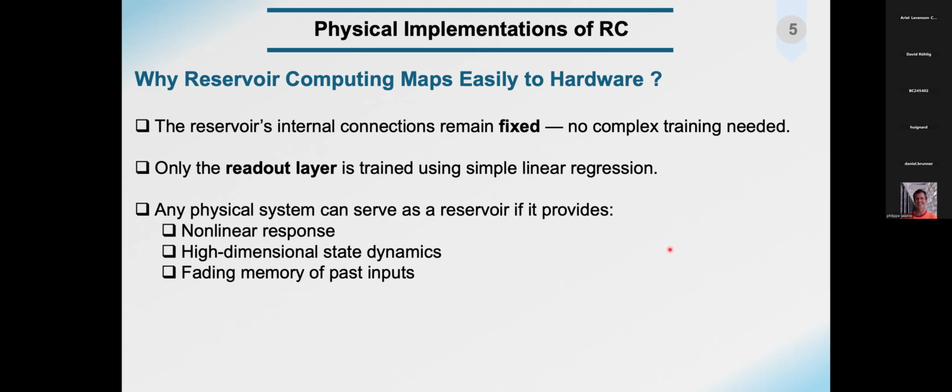Now, the best part is any physical system qualifies as a reservoir when it exhibits three essential traits: the nonlinear response for rich feature generation, high-dimensional state dynamics for separation, and fading memory that suppresses noise while retaining context.